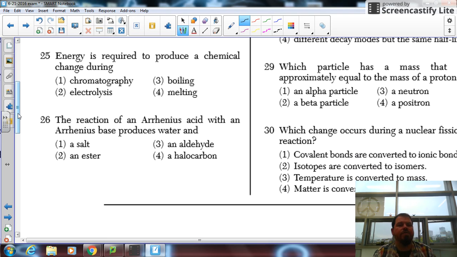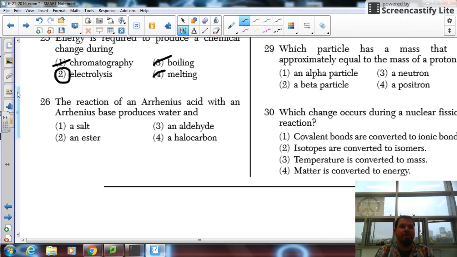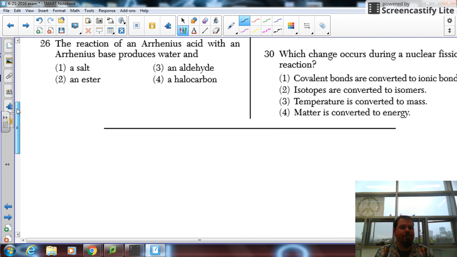Energy is required to produce a chemical change during... Boiling and melting are not chemical changes, those are phase changes, so I'm going to go ahead and cancel them right out. Chromatography is a separation technique that you probably did in living environment a little bit. You did paper chromatography, and you took the pigments of the leaf that came up the paper. Electrolysis is taking water, hitting it with electricity, and turning it into oxygen and hydrogen gas. So that is a chemical reaction. There are different things on the other side of the reaction.